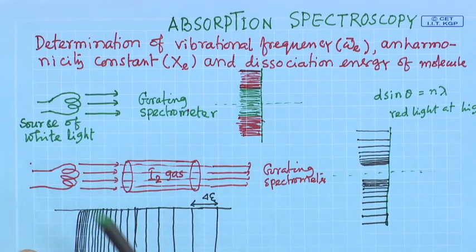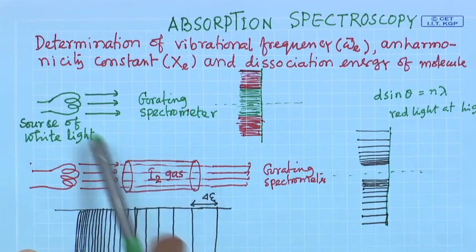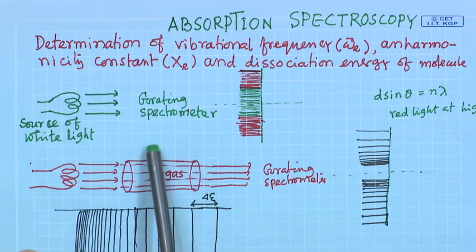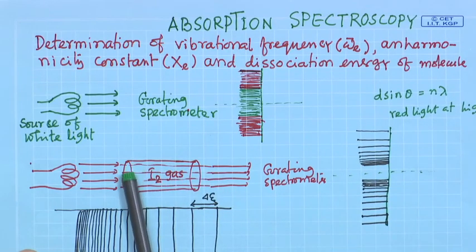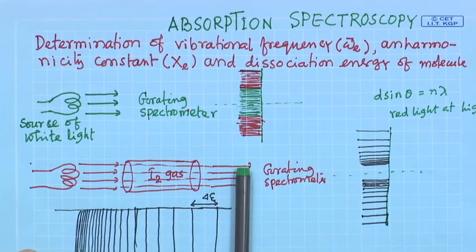So, now if I put some gas in a cylindrical tube, and this white light is passing through this gas, say here I have taken iodine gas, then through the gas this light is coming out.